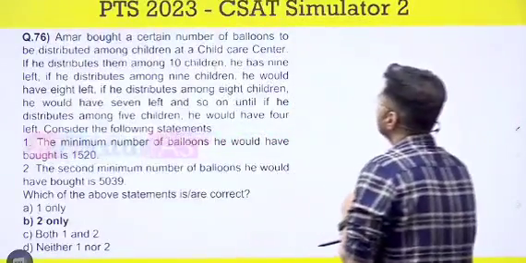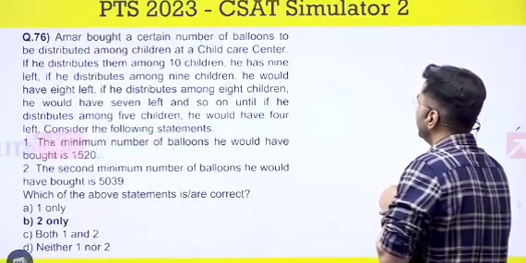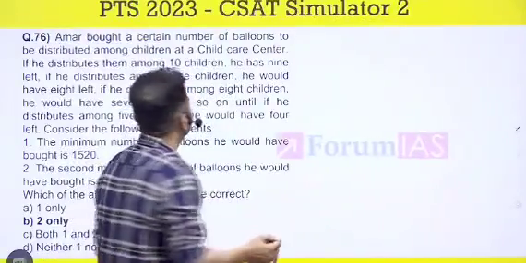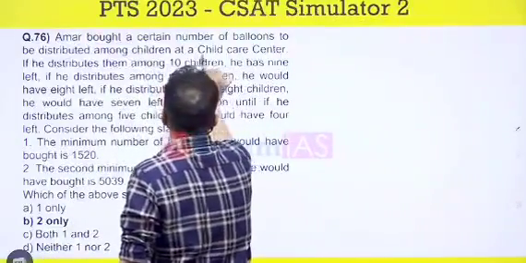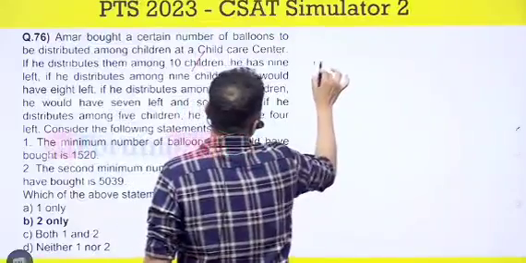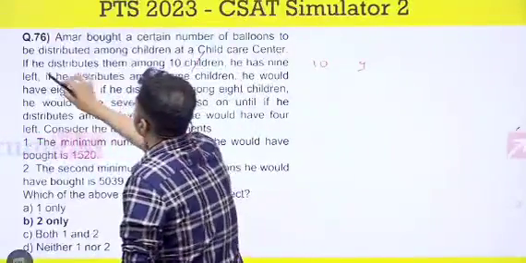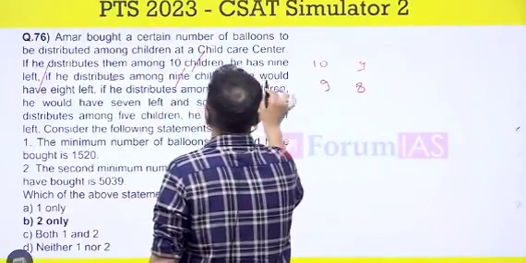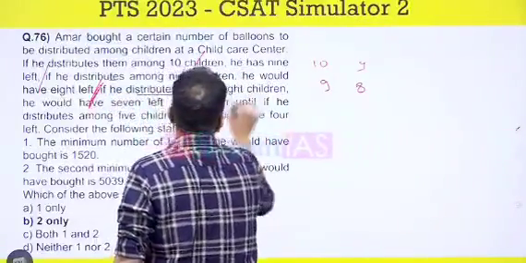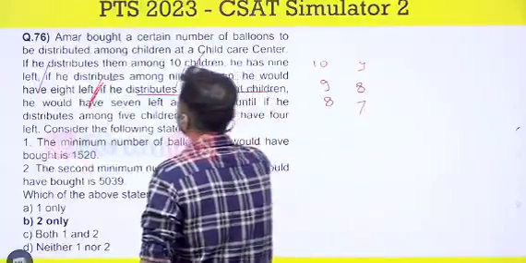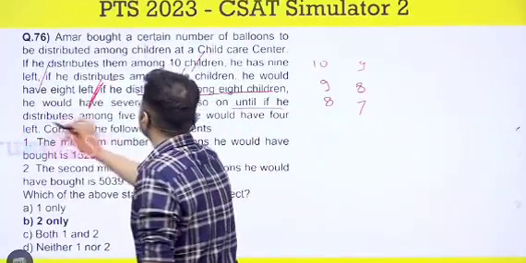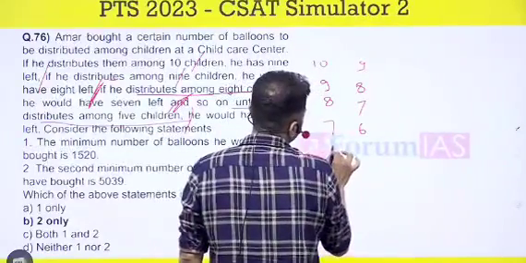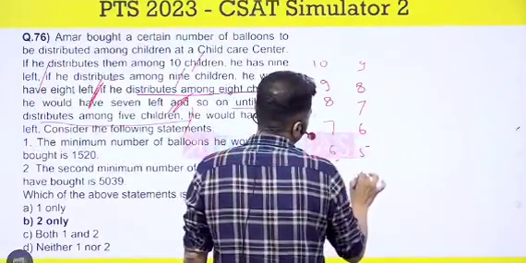76. Amar bought a certain number of balloons. If he distributes among 10 children, he has 9 left. A standard question. It's an LCM based question. So let's start. He distributes 10. Then he has 9 left. Then if he distributes 9, then he has 8 left. If he distributes 8, he will have 7 left, and so on until he distributes them among 5. That means 7, 6 will be left, 6, 5 will be left, 5, 4 will be left.